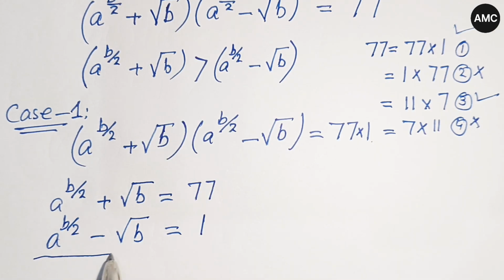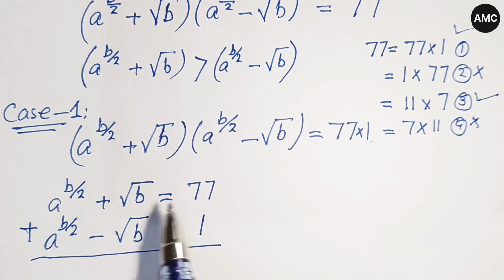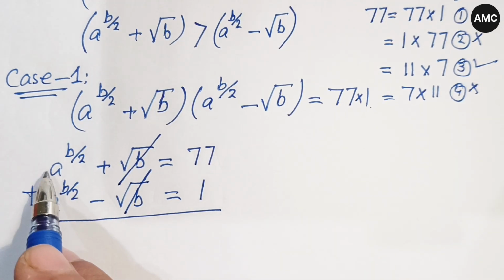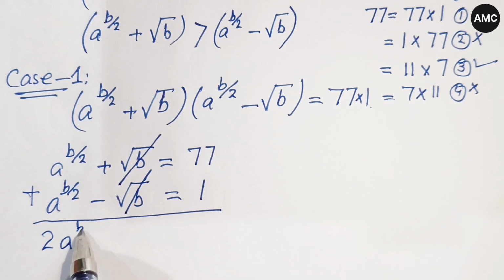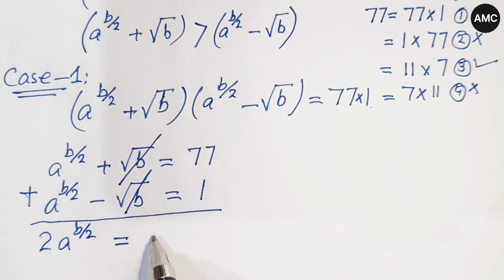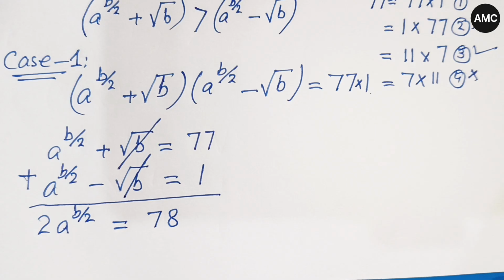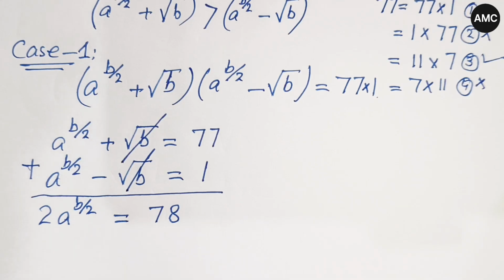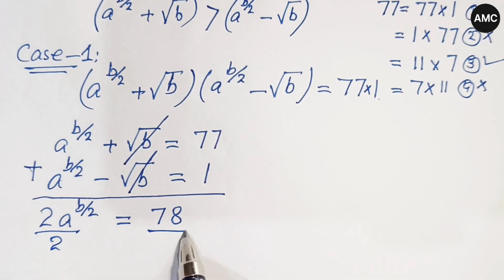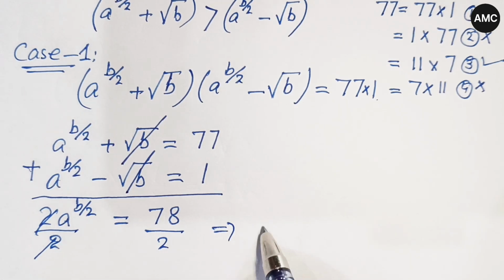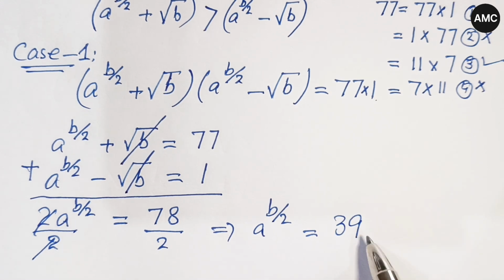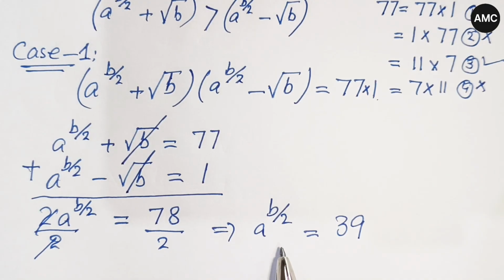Now adding these two equations, the plus and minus will be cancelled. So we have 1 and 1 giving 2, so we have 2 a to the power b over 2 equal to 77 plus 1, which is 78. Now dividing 2 on both hand sides, cancelling 2 with 2, we have a to the power b over 2 equal to 39, since 2 times 39 is 78. So the value of a to the power b over 2 is 39.